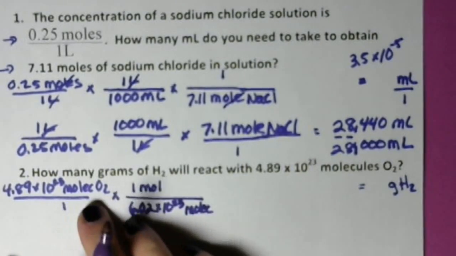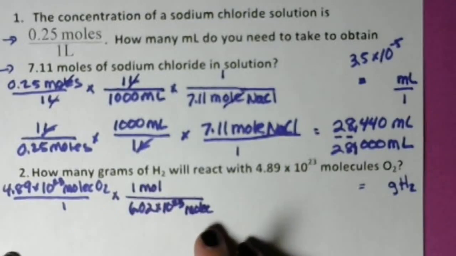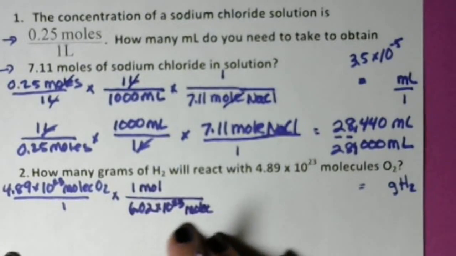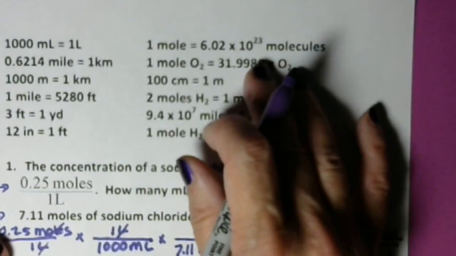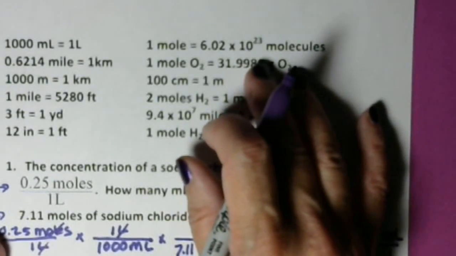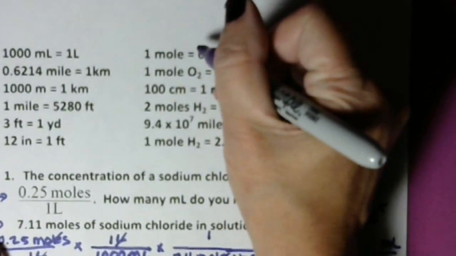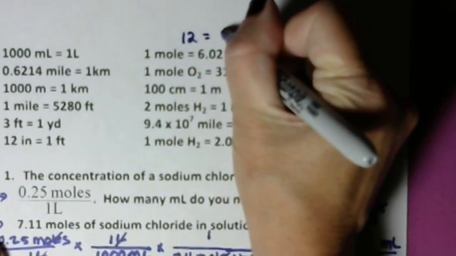Now notice this said molecules of oxygen. So these need to be molecules of oxygen, but my definition didn't involve anything with oxygen. Well, this is kind of like if it said 12 equals 1 dozen.